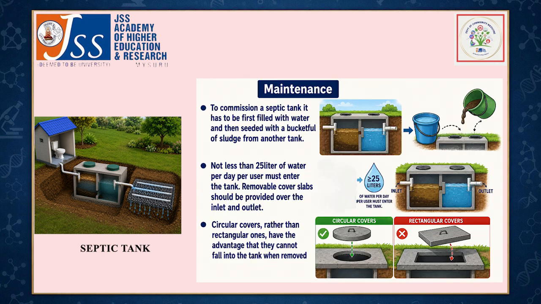Maintenance. To commission a septic tank, it has to be first filled with water and then seeded with a bucket full of sludge from another tank. Not less than 25 liters of water per day per user must enter the tank. Removable cover slabs should be provided over the inlet and outlet. Circular covers, rather than rectangular ones, have the advantage that they cannot fall into the tank when removed.